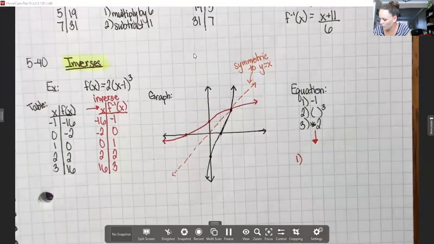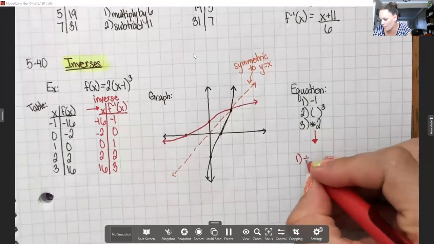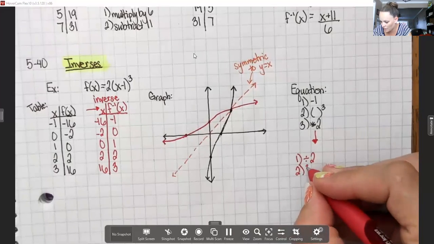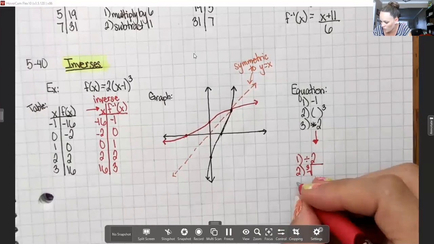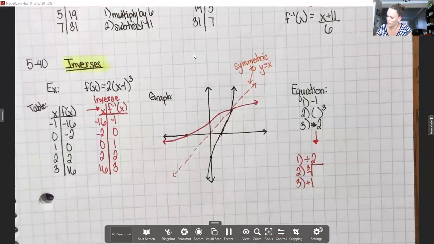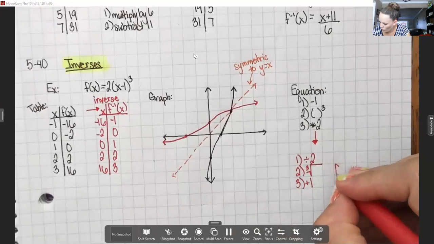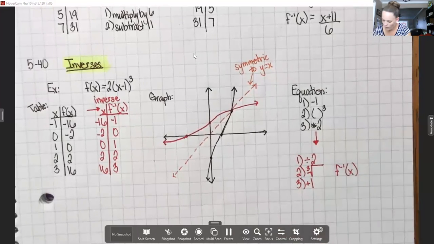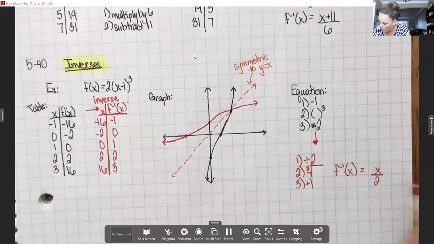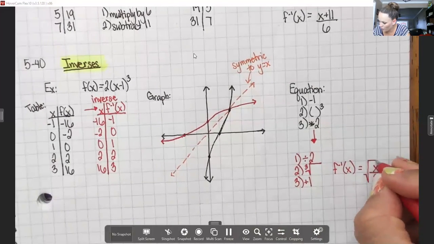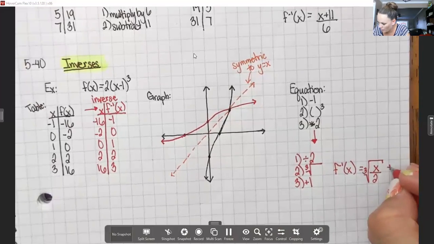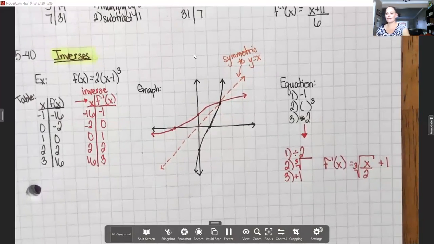So for the inverse, our first step, instead of multiplying by 2, we divide by 2. The opposite of cubing something is the cube root. And then add 1. So that gives us the equation x divided by 2. Then we take the cube root of that whole thing, and then we add 1. That plus 1 is not inside of the cube root.